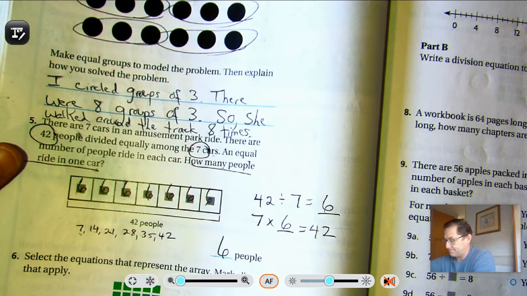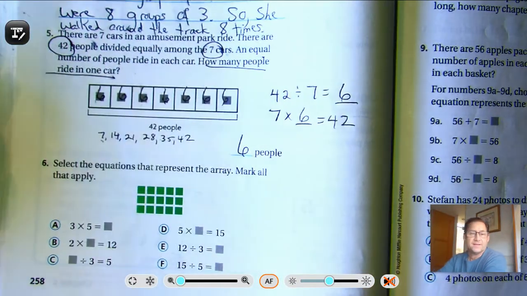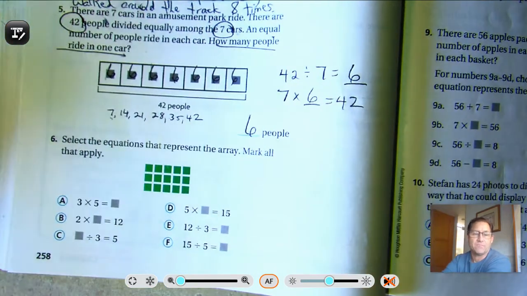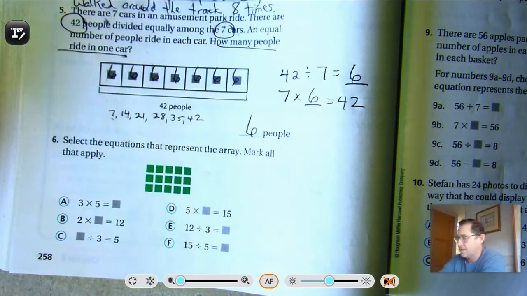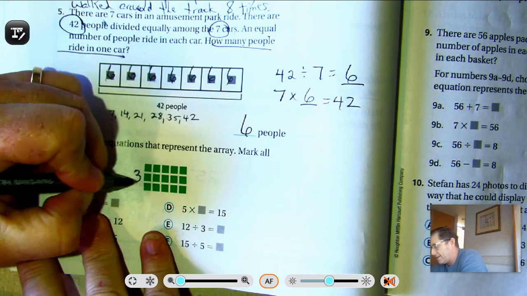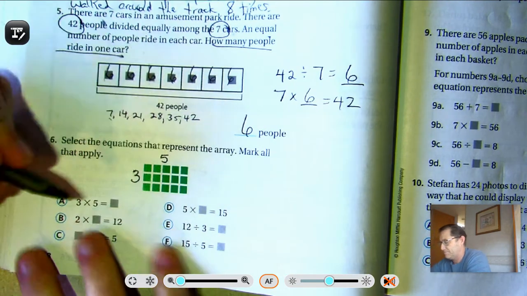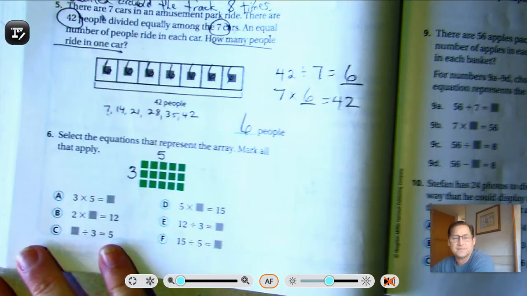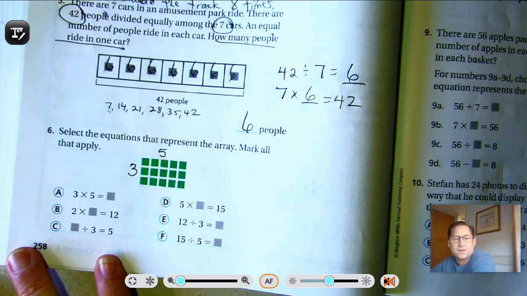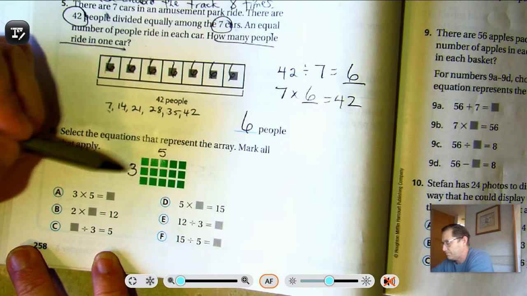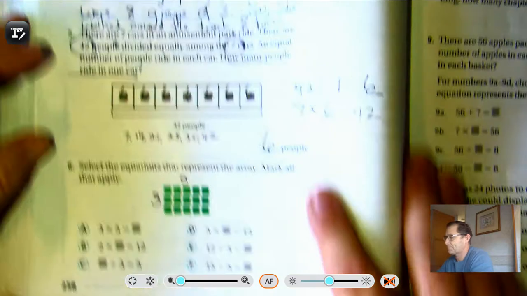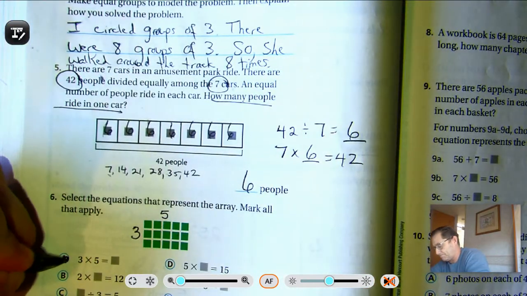All right, number 6. Select the equations that represent the array. Mark all that apply. So let's see. We have a 3 by 5. So that means there's 15 counters. So 3 times 5 equals what? That our array represents that. So A would work.